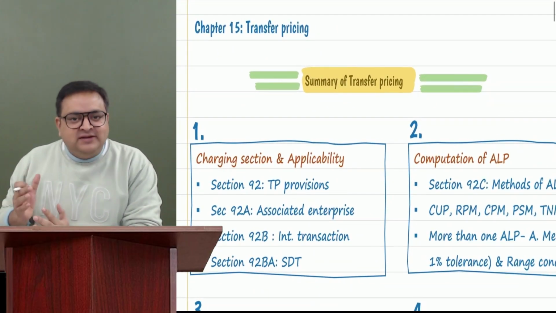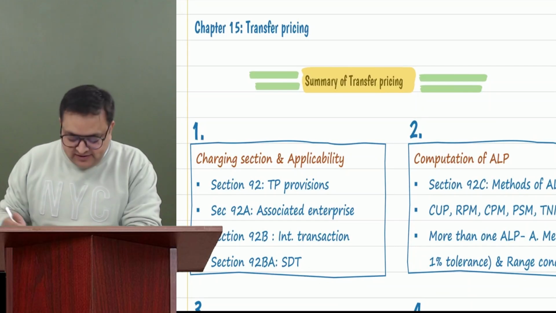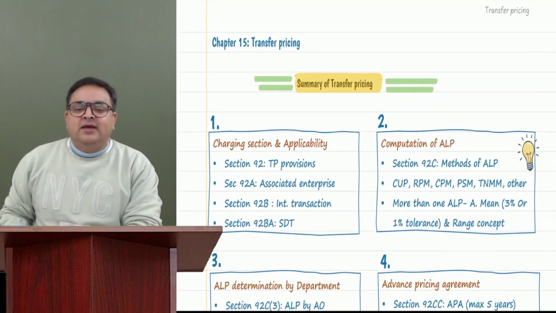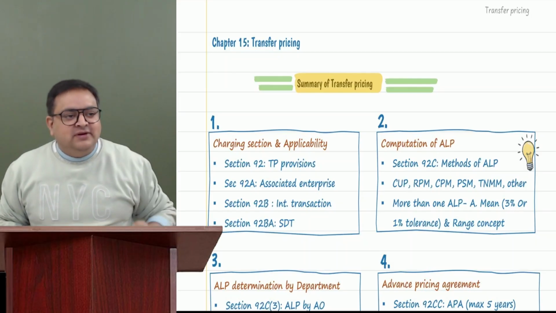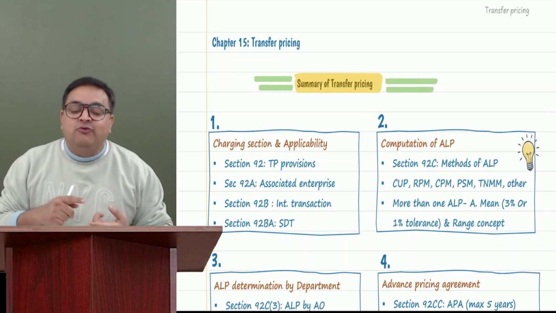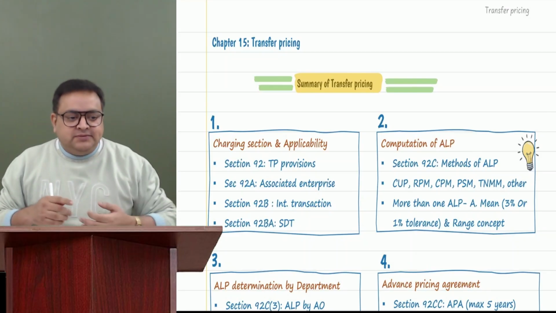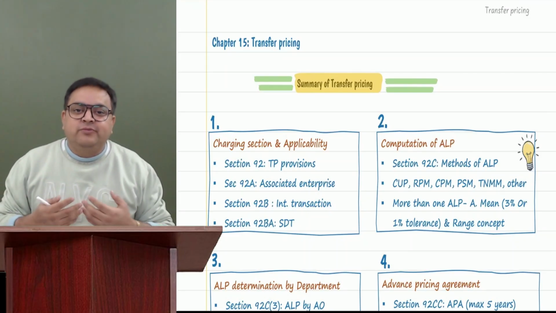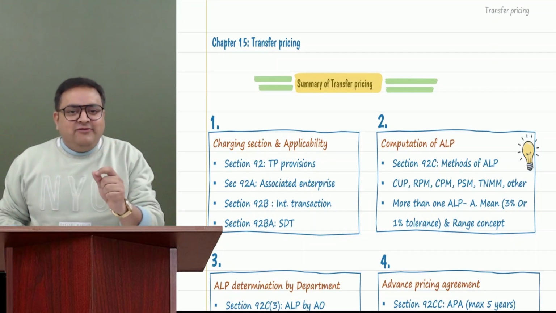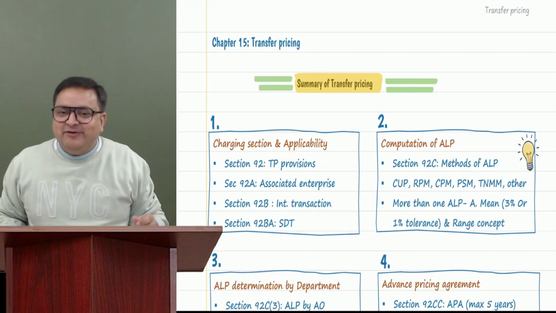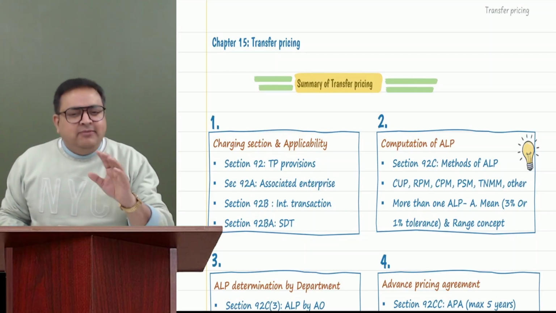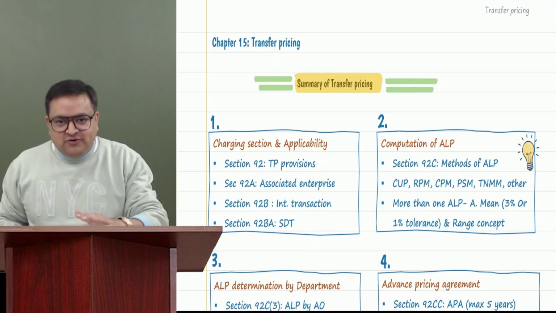Generally there is a 50% chance that the question will come on how to compute ALP by any of the methods, and students find it very confusing. There could be adjustments related to warranty, related to the credit period we have given, related to the brand of the associated enterprises, and whether we have to add that item or subtract that item, and students generally make mistakes in that. I'm telling you, it is very easy. Today we'll be discussing all that.